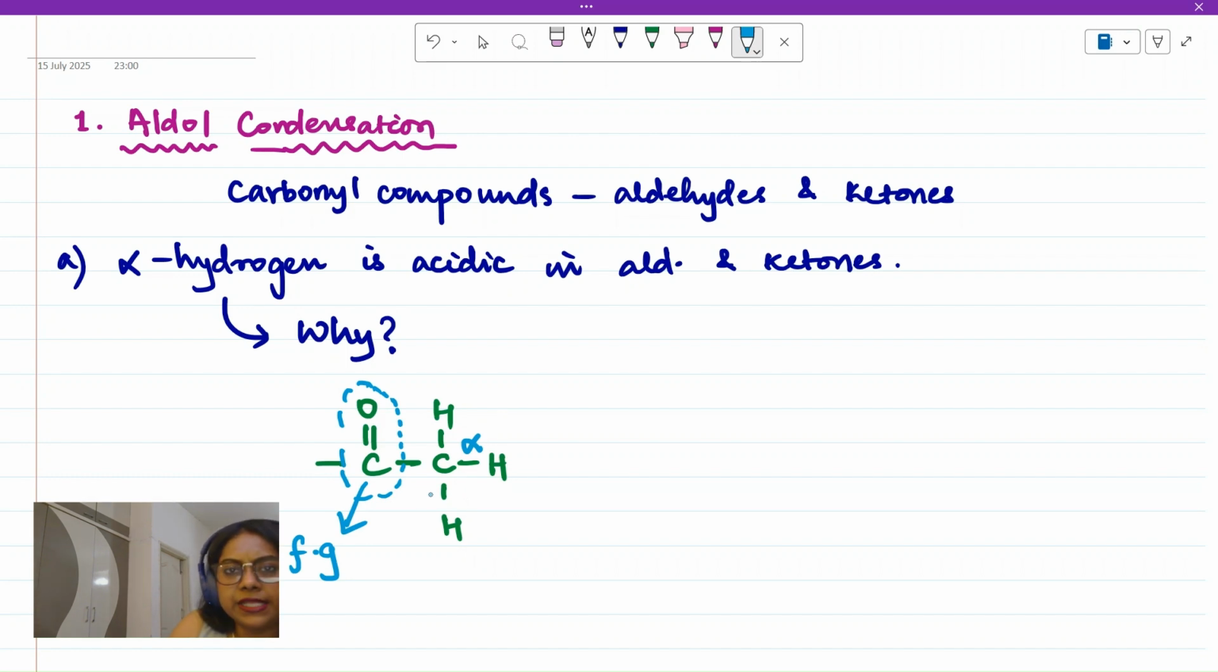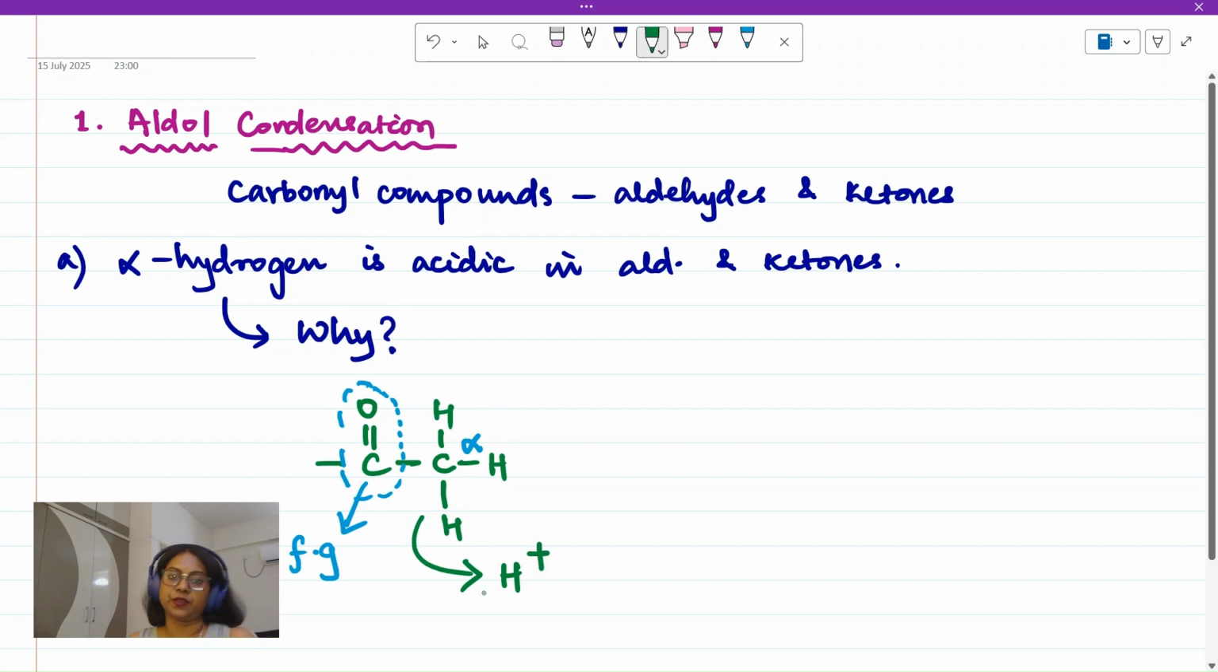The important property that we're discussing right now is that alpha hydrogens in aldehydes and ketones are acidic. What do they mean when they say these hydrogens are acidic? That means they can be easily lost or taken out, extracted in the form of proton H plus. So who exactly extracts this acidic hydrogen? Why is this hydrogen acidic in nature in aldehydes and ketones?